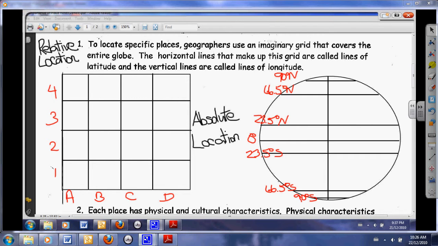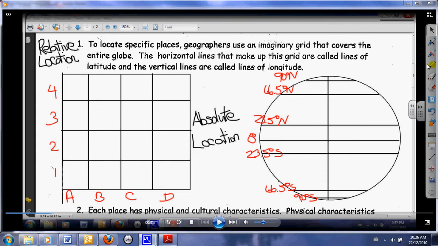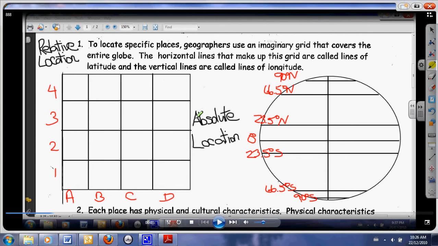So the first part of the lesson was a discussion on the first principle, that places have location. And we've talked about relative location, but we really need to talk about absolute location. Now this should be familiar to you as well, in the fact that in Socials 8 and Socials 9 you were introduced to latitude and longitude, and you were also introduced to the grid system. So this should really be a review. So let's take a look at the grid system first.